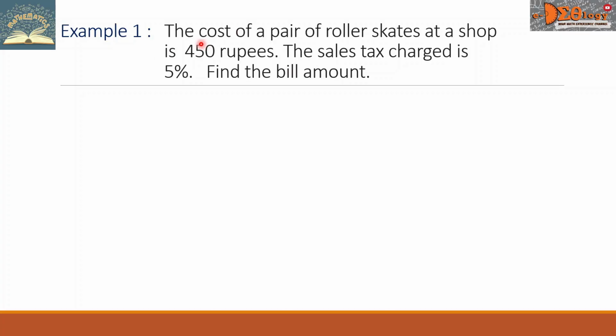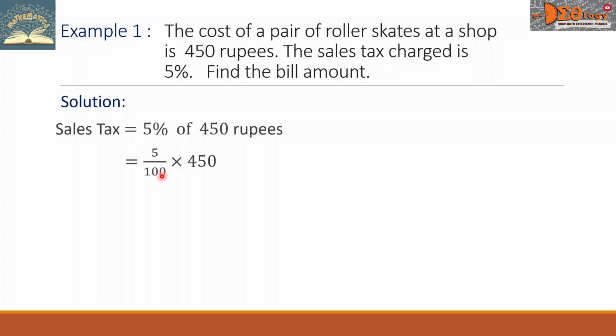Example 1. The cost of a pair of roller skates at a shop is 450 rupees. The sales tax charge is 5%. Find the bill amount. The sales tax is given here as 5%, that is of the 450 rupees. So this 5%, let us show as a fraction. So this is 5 over 100 times 450. We can simplify this into 22.50, and this is the sales tax in rupees.